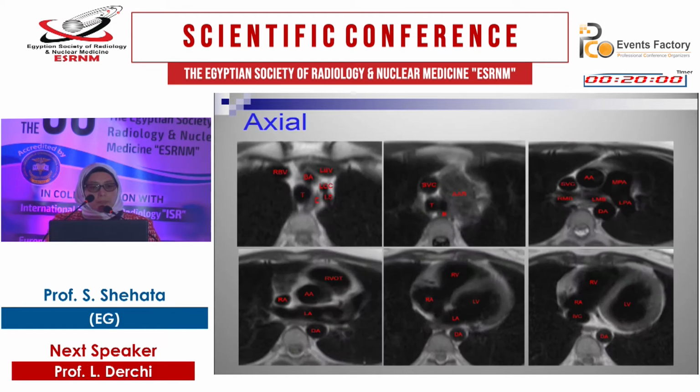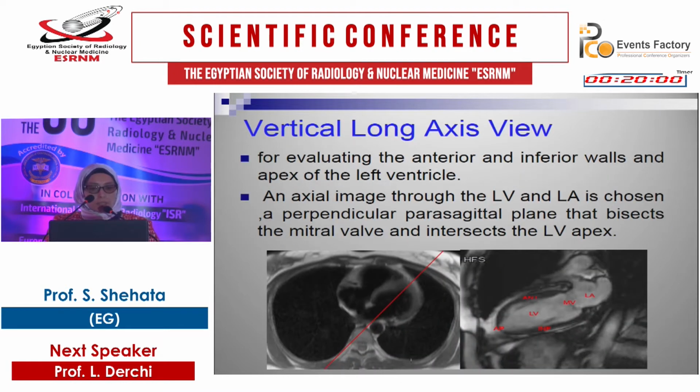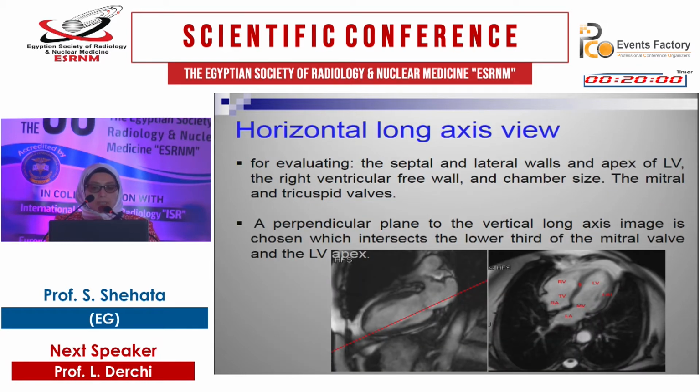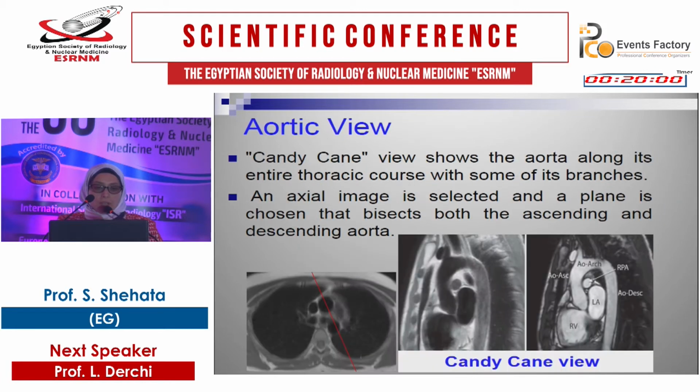This is the normal axial view, and the short axis view of the right ventricle and the left ventricle. Two chamber or vertical long axis view demonstrating the left atrium and left ventricle. Horizontal long axis view or four chamber view showing the right atrium, right ventricle, left atrium, and left ventricle. Three chamber view shows the left ventricular outflow tract in addition to the left atrium and left ventricle. Aortic view or candy-cane view shows the aorta along its entire thoracic course with some of its branches.